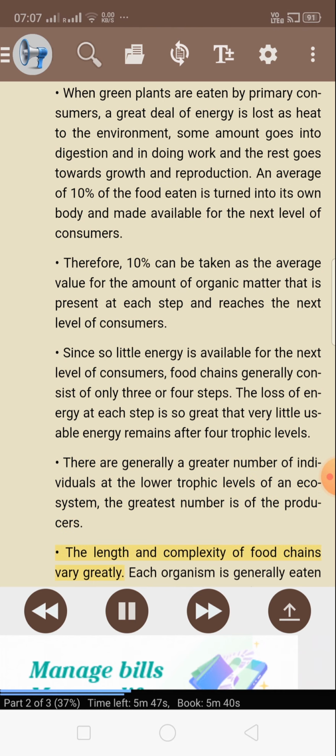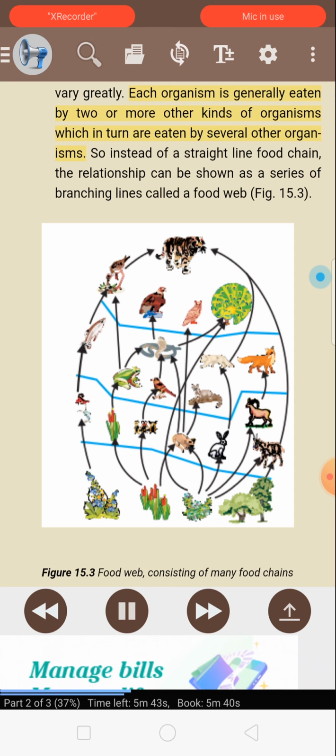The length and complexity of food chains vary greatly. Each organism is generally eaten by 2 or more other kinds of organisms, which in turn are eaten by several other organisms. So instead of a straight line food chain, the relationship can be shown as a series of branching lines called a food web. Figure 15.3. Food web consisting of many food chains.